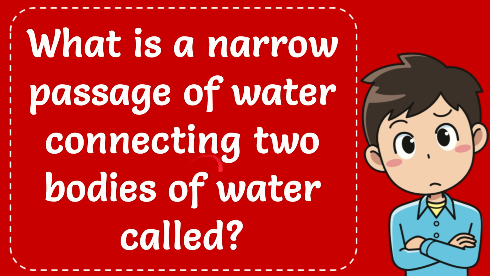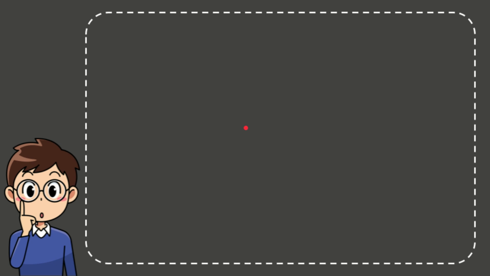In this video, I'm going to give you the answer for this question, and the question is, what is a narrow passage of water connecting two bodies of water called? Well, I give you the answer for this question, and the correct answer for the question is strait. Well, there is the answer for the question, strait.